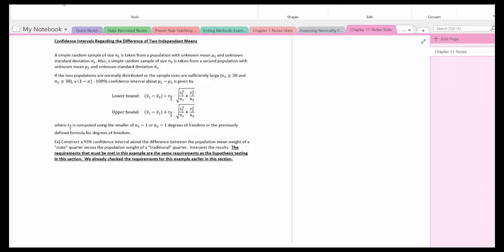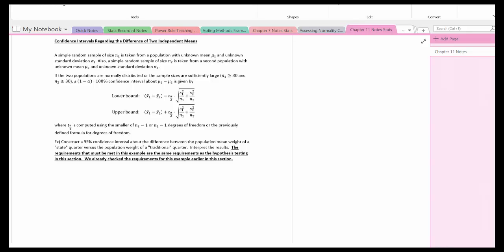A simple random sample of size n is taken from a population with an unknown population mean and an unknown population standard deviation. Also, a second simple random sample of size n is taken from a second population with an unknown population mean and an unknown population standard deviation. If the two populations are normally distributed or the sample sizes are sufficiently large, a confidence interval about mean 1 minus mean 2 is given by the lower and upper bounds given below.